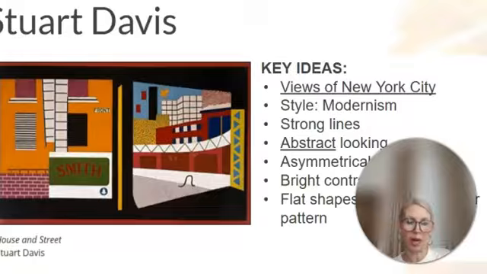Davis also used bright, contrasting colors. Instead of creating forms mainly through light and dark values, he used flat shapes filled with color or patterns. So while Hopper's artwork tends to look realistic, Davis's artwork can look more like shapes and colors arranged together.